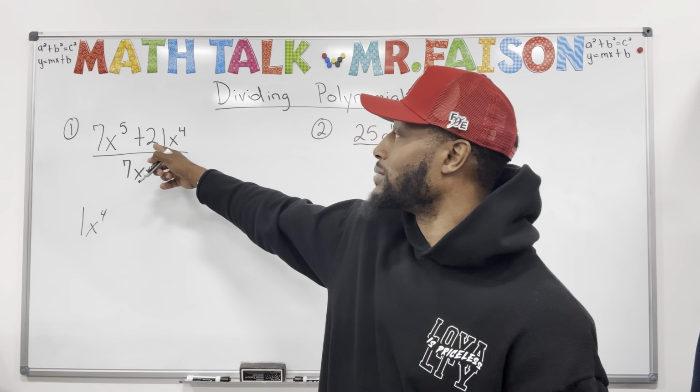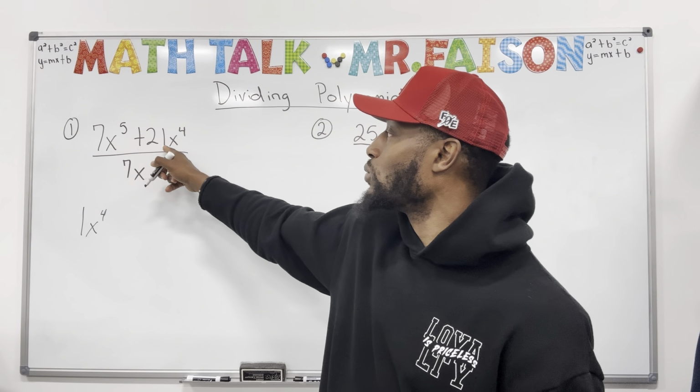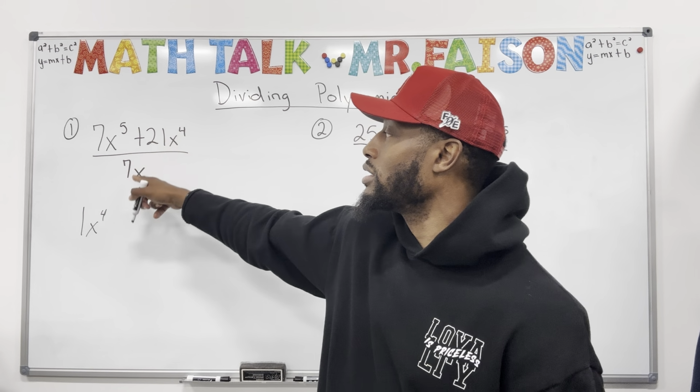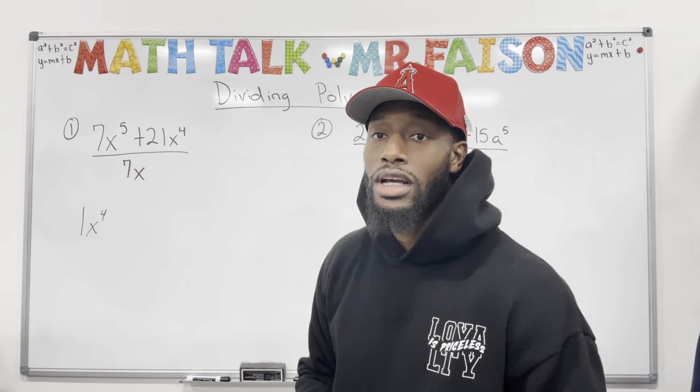Now I'm going to the next one. I have a positive 21x to the 4th. So I'm gonna do 21 divided by 7. 21 divided by 7, we know is 3. Now I'm going to subtract the variables. 4 minus 1. So I have 4 x's right here and I have 1 x right there. So I'm going to subtract them. That's going to give me x to the 3rd. This will be my answer. So our answer being 1x to the 4th plus 3x to the 3rd.